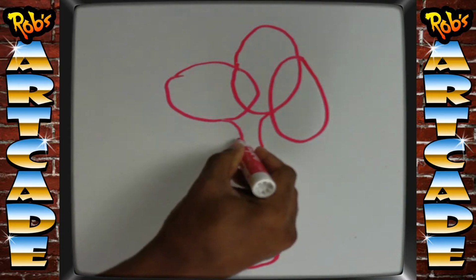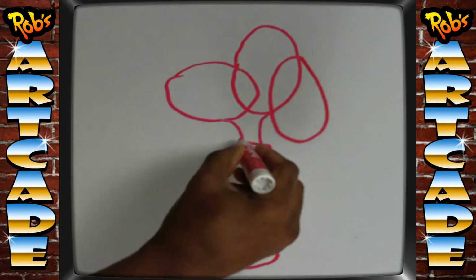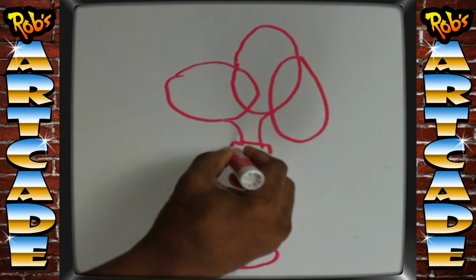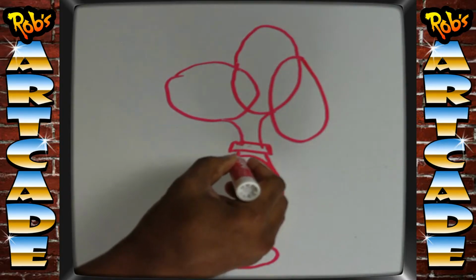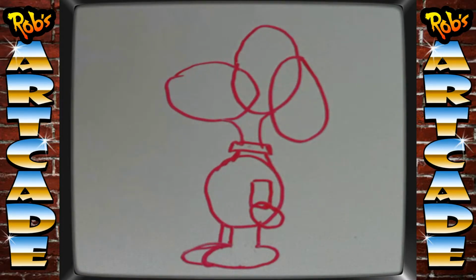Right here, where the neck and the shoulder, or the neck and the body part meet, we're going to draw a little rectangle, and we're just going to close up the rest of these lines right here. So there's going to be a little curve right there.